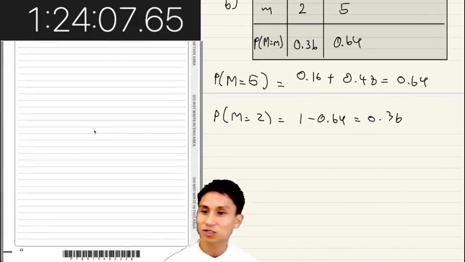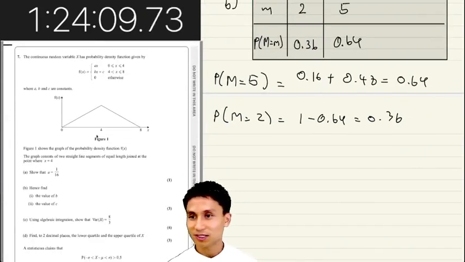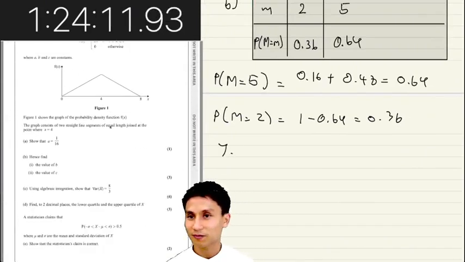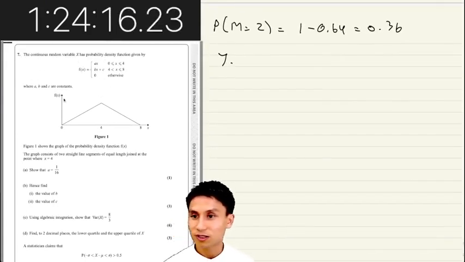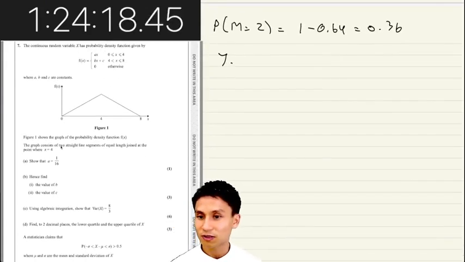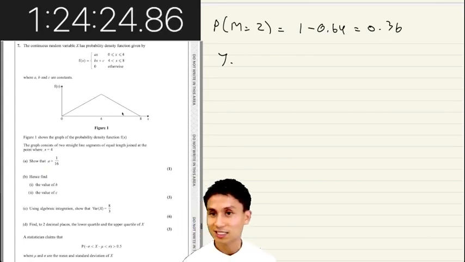Okay, guys, next question, the last one. We have less than 10 minutes. Let's see if I can make it. A continuous random variable probability distribution again. Figure 1 shows the graph of the probability distribution. f(x) consists of two straight lines joined at x equals 4 in the middle, and 8. Show that a equals 1 over 16.